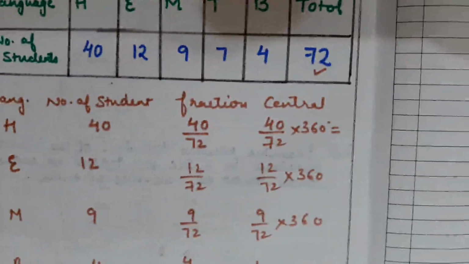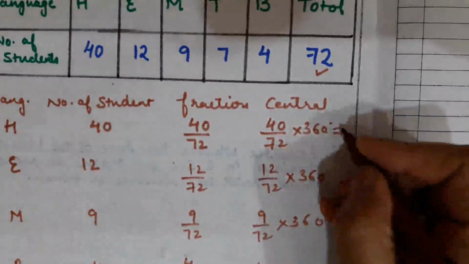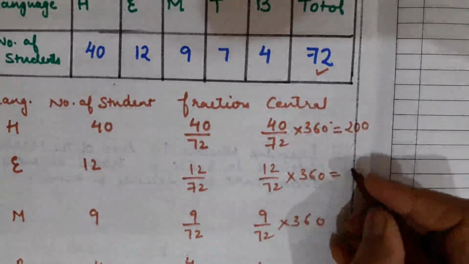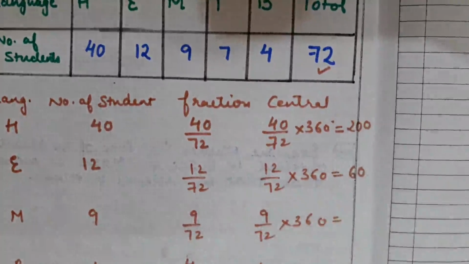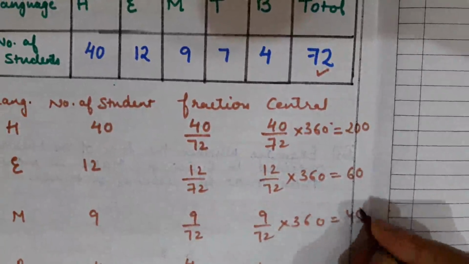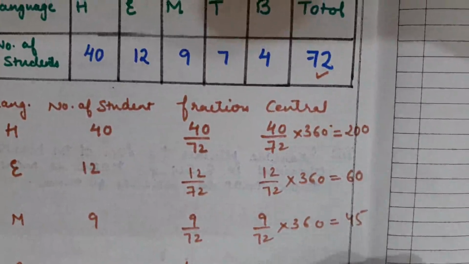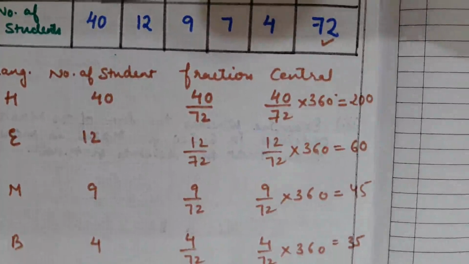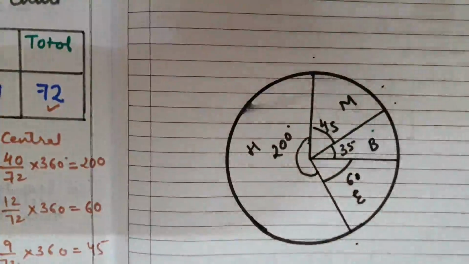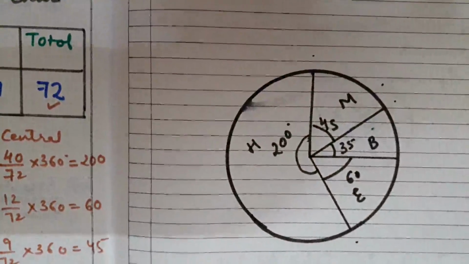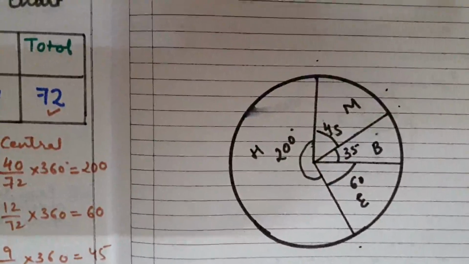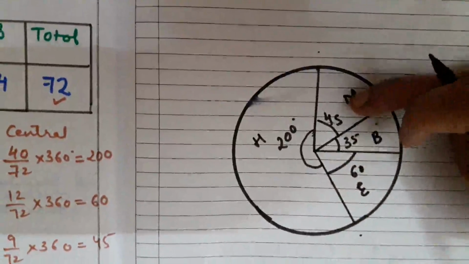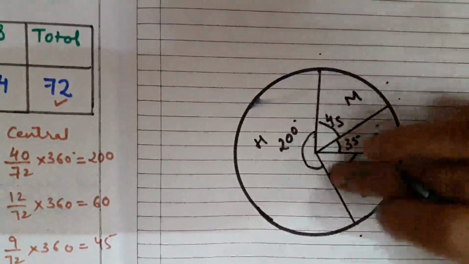You will get 200 for this. You will get 60, this, and 45 and 35. Okay, now represent this data in a pie chart. Let's make that. So here is the pie chart I have made. Very easily you can make it with the help of the protractor. You can make 60 degrees, 35, 45, and automatically you will get 200.